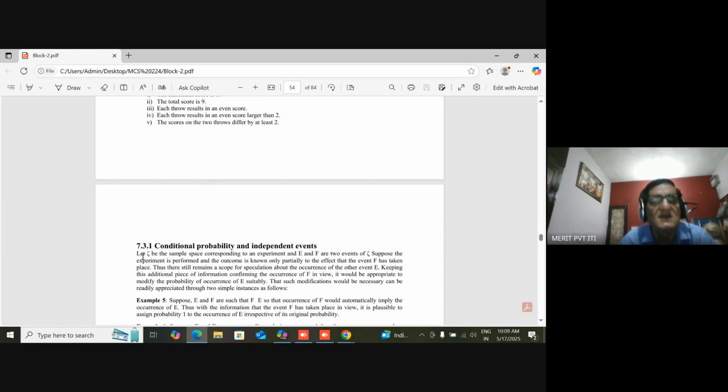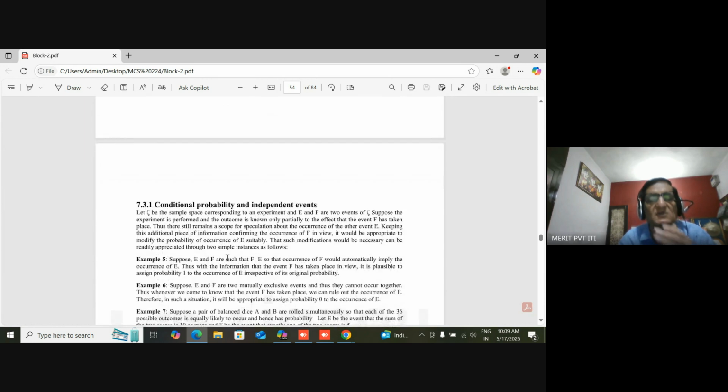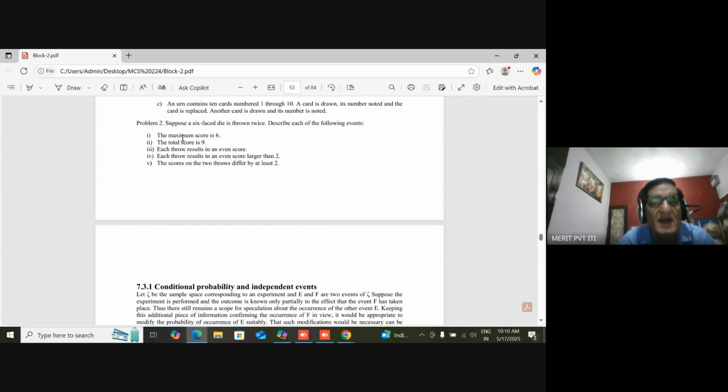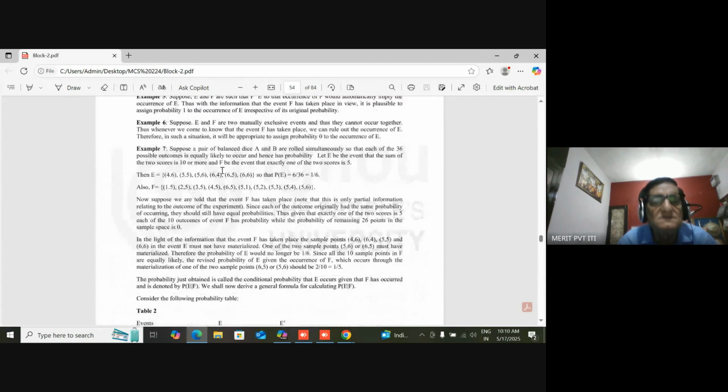Let sigma be the sample space corresponding to this, so that you can see that suppose E and F are such. First, see this: if it says the maximum score is 6, the total score is 9 and so on, how to do that for the dice, how to throw the dice, how long you can do it, and so when you can see EF, 4 6, 5 5, 5 6 and all that.